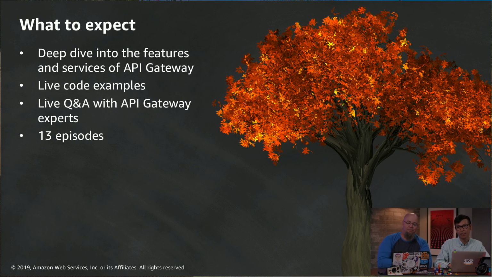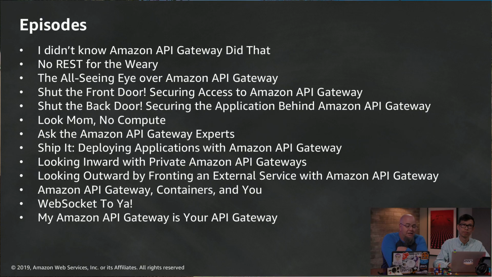So as we get started here, these are the episodes, and I'll let you look at this for a moment. We're going to be doing live code on the ins and outs of security. We're going to be doing the REST APIs. We're going to be looking at no mom, no compute, which means working without Lambdas. We're going to be talking about web sockets and how we support web sockets. We're going to be talking about containers with Amazon API Gateway. So there's a huge gamut of things that we'll be covering.